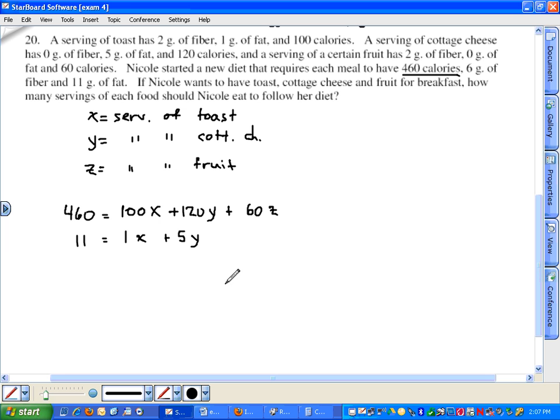Now for fiber, her diet requires her to have 6 grams of fiber. So from toast, she's going to get 2 grams per serving. From cottage cheese, she's not getting any grams of fiber, so there is no y variable there. And then from fruit, she's going to be getting 2 grams of fiber.